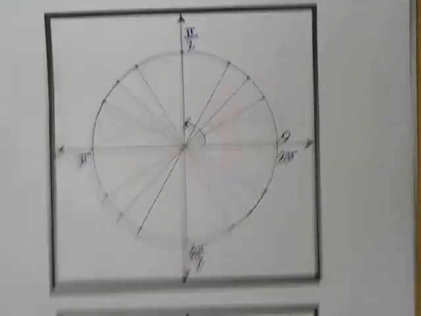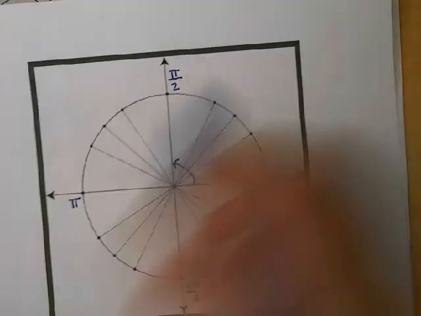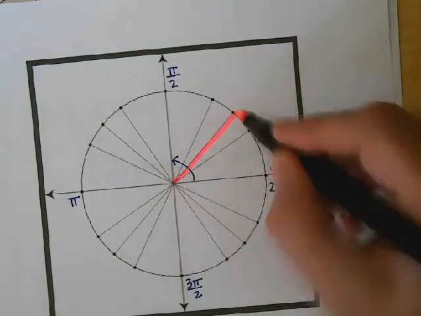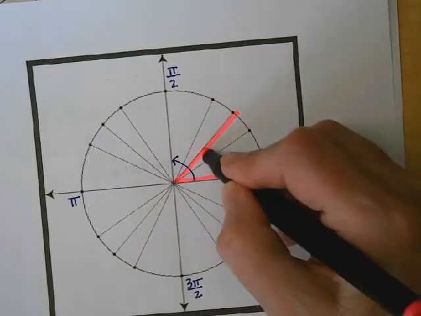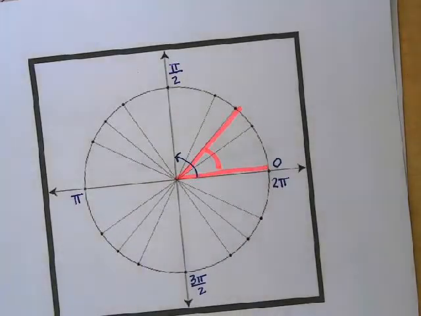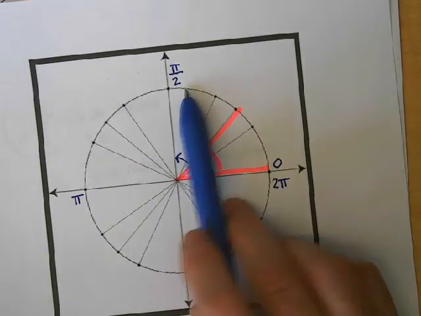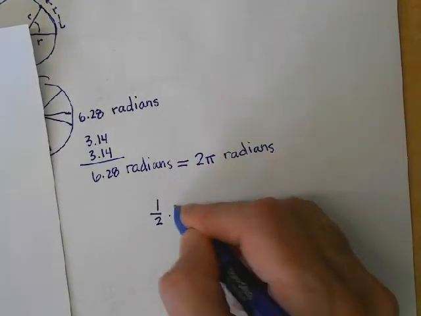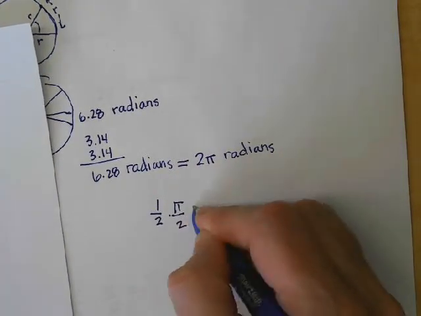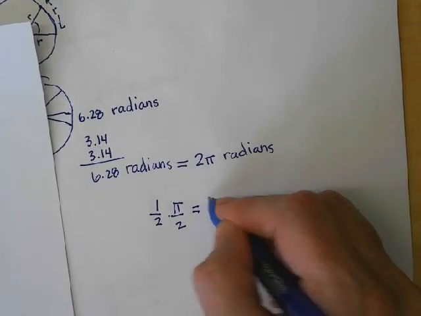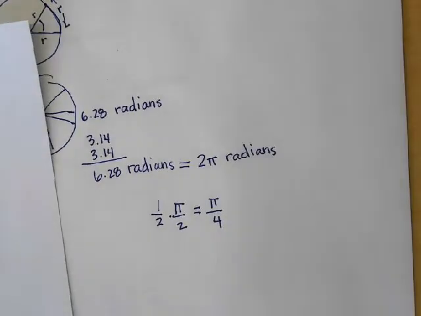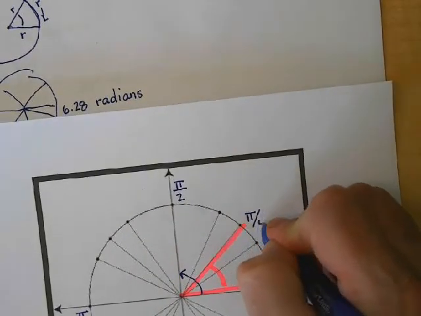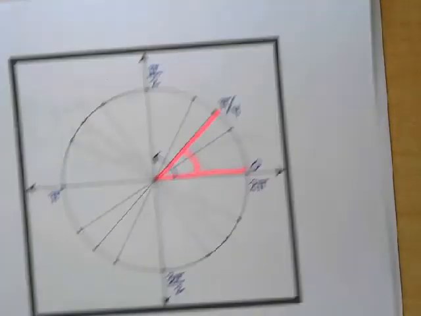The next one that's really easy for me is, what if I have a 45-degree angle? Half of 90, right? Well, half of 90, and 90 is now pi over 2, so I want to think half of pi over 2, and I just multiply straight across. That is pi over 4. There we go. That's how I can figure that out.